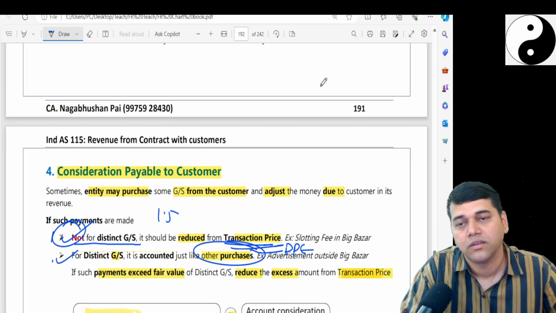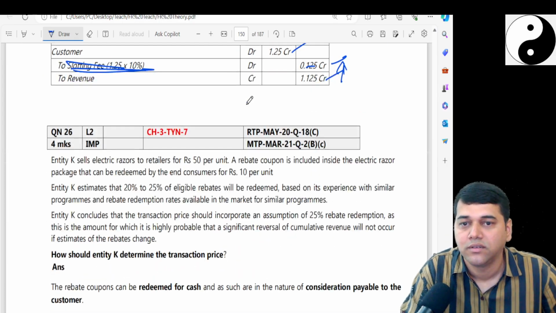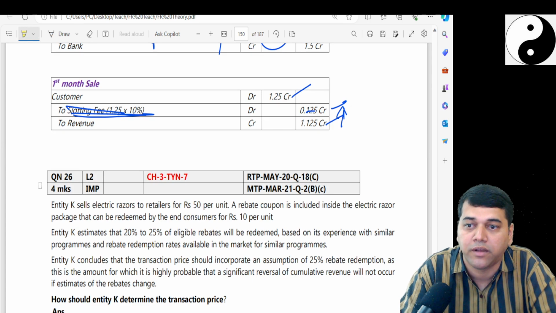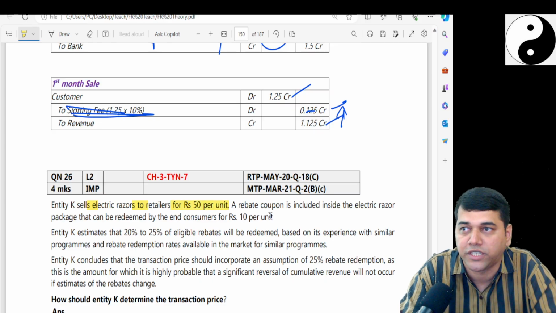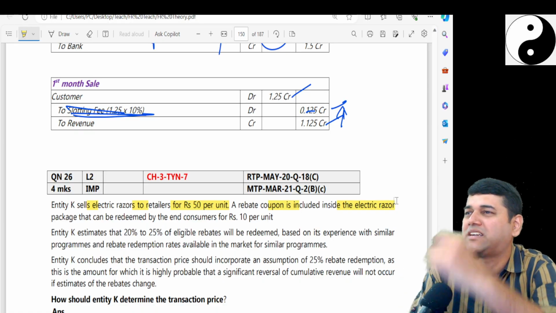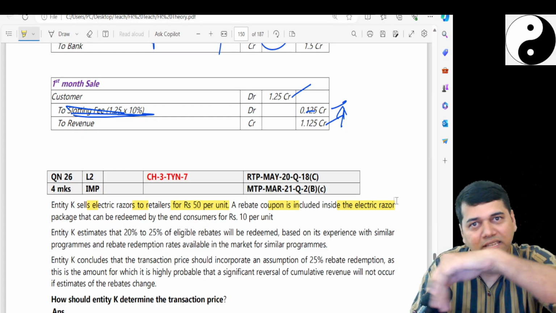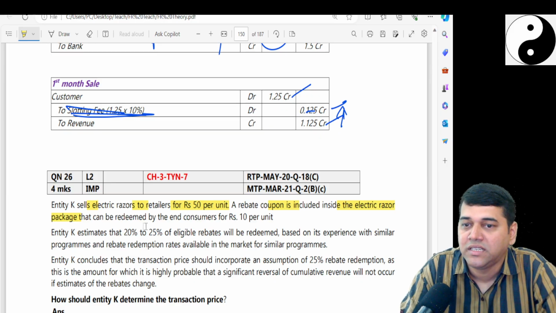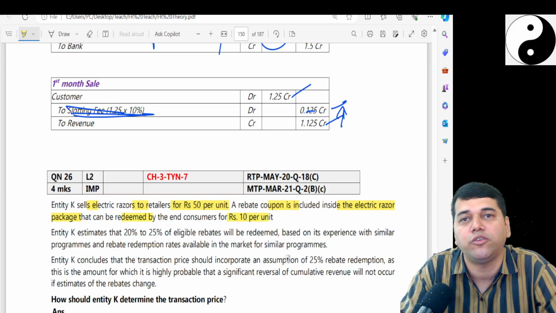Are you clear? Yes. You see this RTP and MTP question, very important, 4 marks, it may come. Entity K sells an electric razor to a retailer for 50 per unit. A rebate coupon is included in the razor blade package, no? There is one rebate coupon. You see that Sprite you drink, inside that cover or somewhere one coupon is there. In the package, that can be redeemed by the customer for 10 rupees per unit.